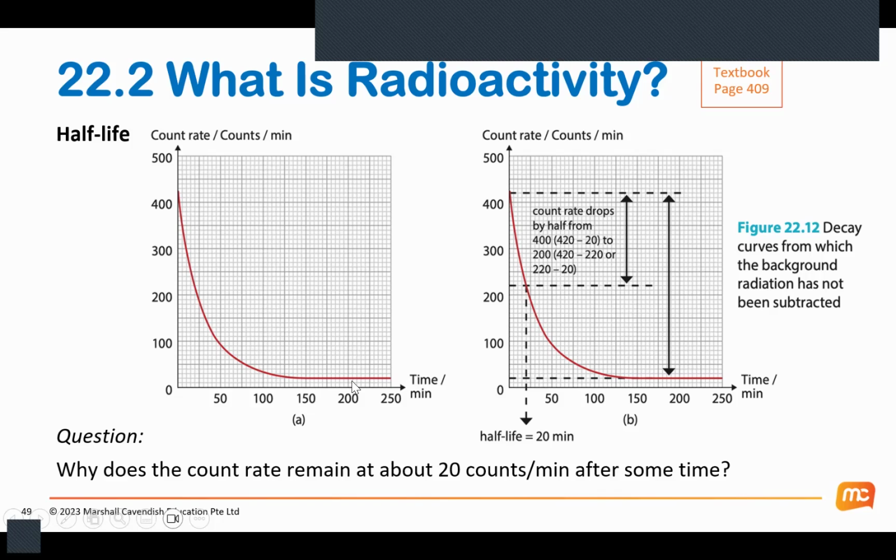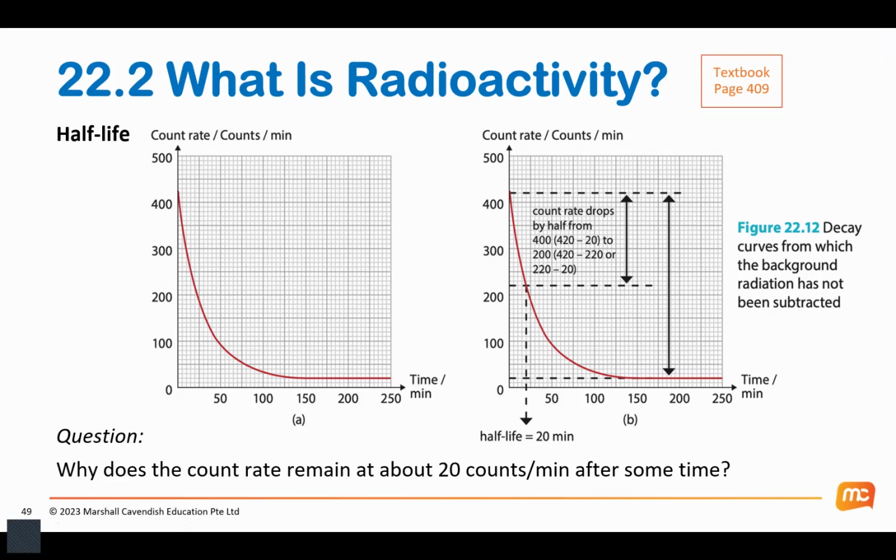So if they give you the count rate per minute, you need to determine how much is the background radiation first. Then after that, you determine how much of the count rate comes from the radioactive source, and not from background radiation, to do your calculations for half-life.